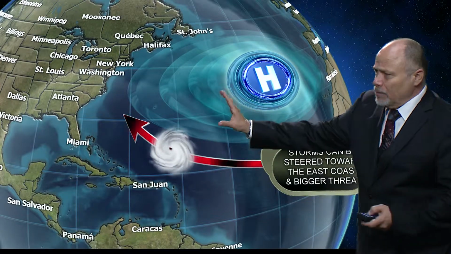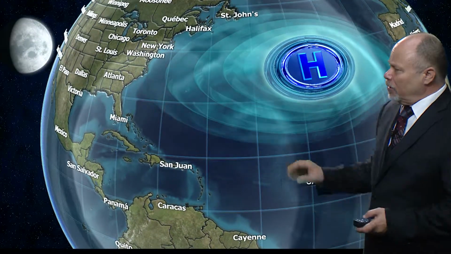As this develops further west, now we're starting to look at things going all the way from the Cape Verdes into the Gulf of Mexico, and they could be affecting us. These are the storms, and these are why they hit us here at all kinds of times.